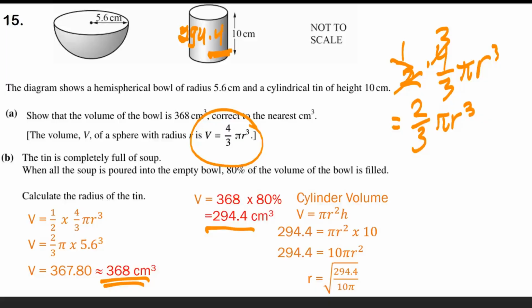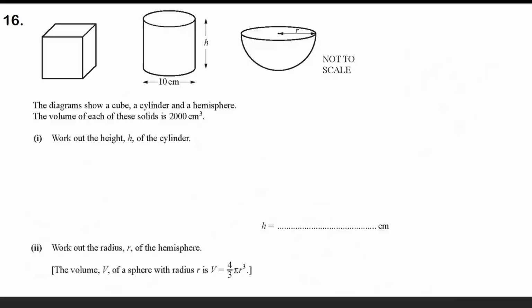So r squared is equal to 294.4 divided by 10 pi. Then get the square root to find the value of r. So r is equal to 3.06 centimeters. The diagrams show a cube, a cylinder, and a hemisphere.